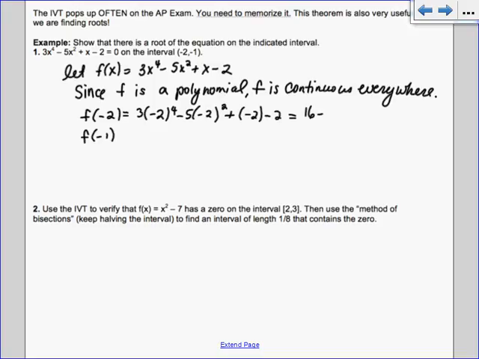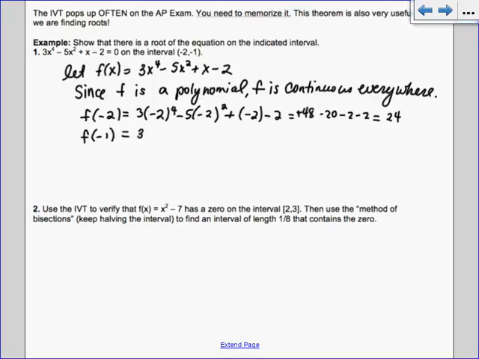So we have 16 minus 20 minus 2 minus 2. So -4. Is that right? That's not 16, 48. Dang it, I caught it. Positive 48 too. So 48 minus 20, so 28 minus 4. So 24.